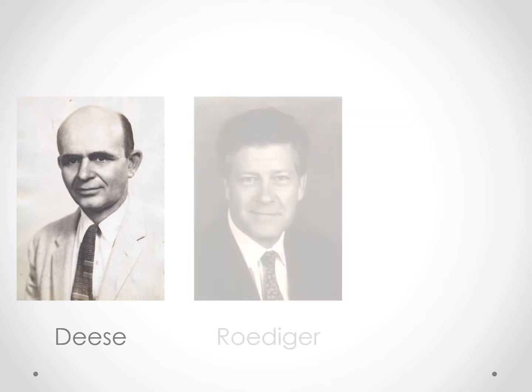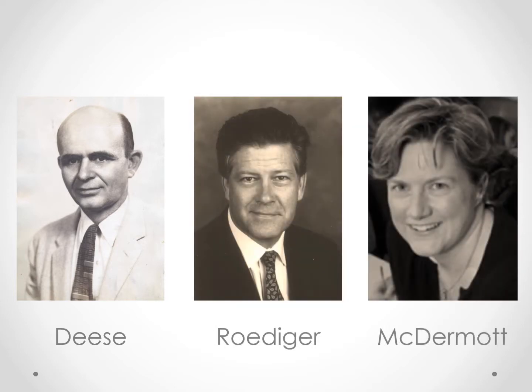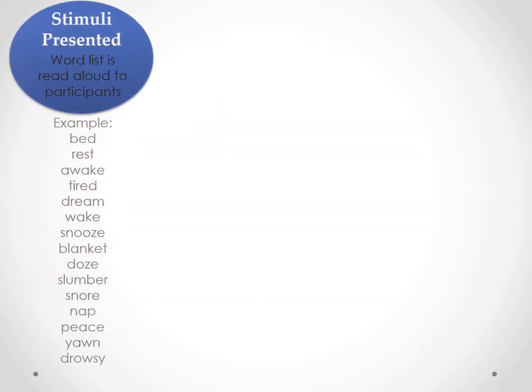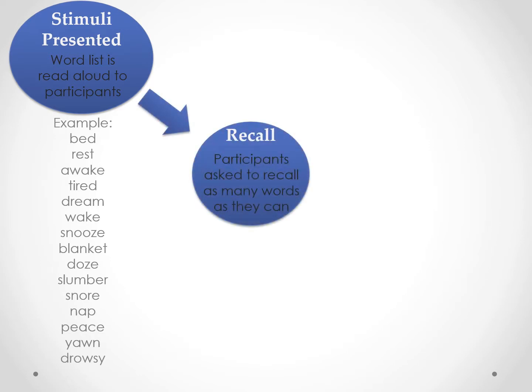This is the Deese, Roediger, McDermott paradigm, otherwise known as the DRM for short. This well-known test is used to study false memory in humans using word list recall and recognition. Participants are read a list of words and asked to recall as many as possible. Within each list is a critical lure, or a word associated with all the others, but not actually spoken to the participant.